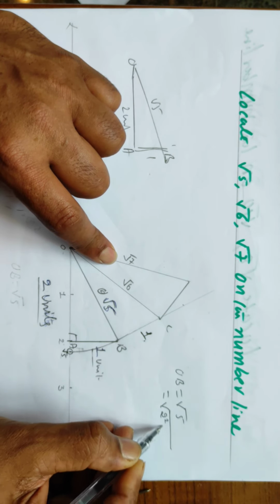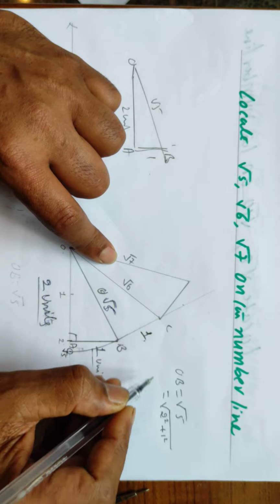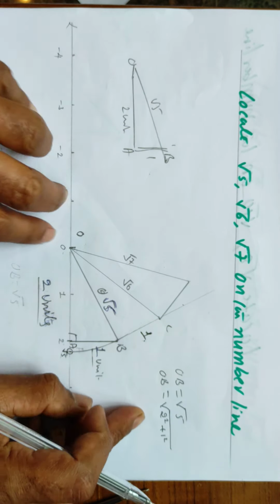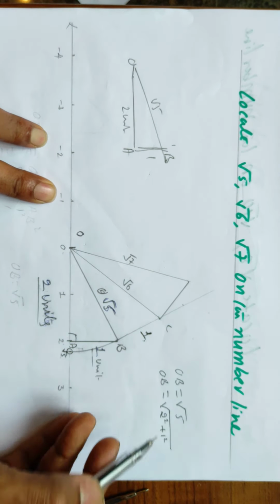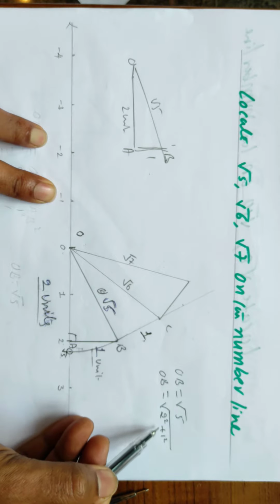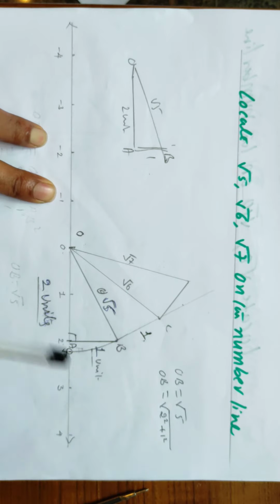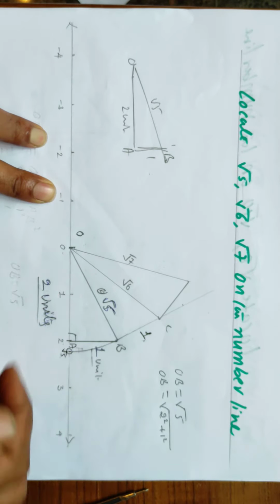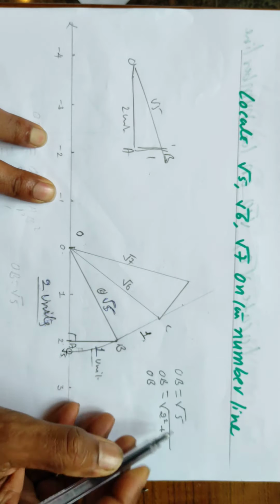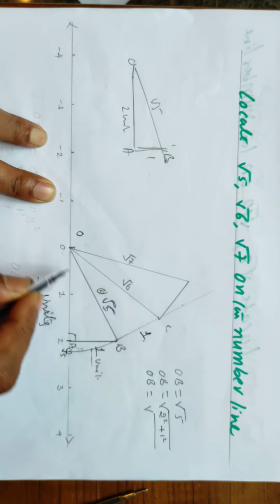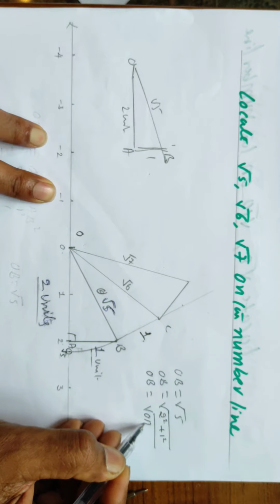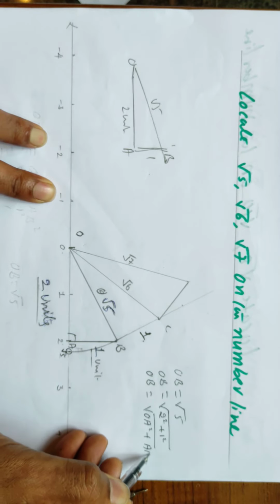So it can be written as 2 square plus 1 square. OB is equal to square root of 2 square plus 1 square. 2 square means 4 plus 1, 5 once again. So here compare this with this right angle triangle. So OB is equal to square root of OA square plus AB square.